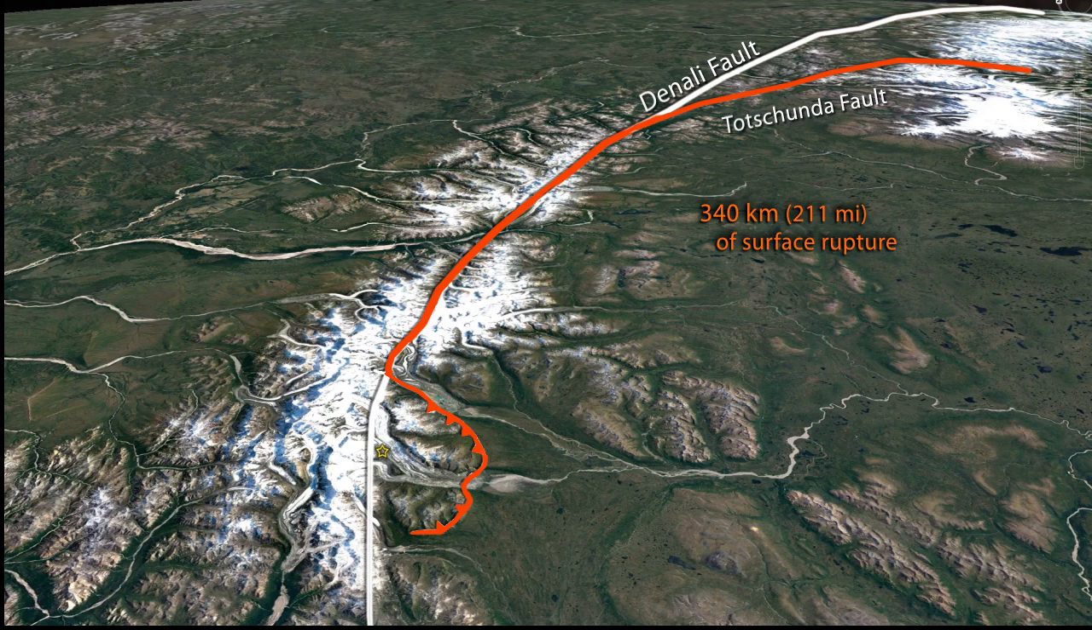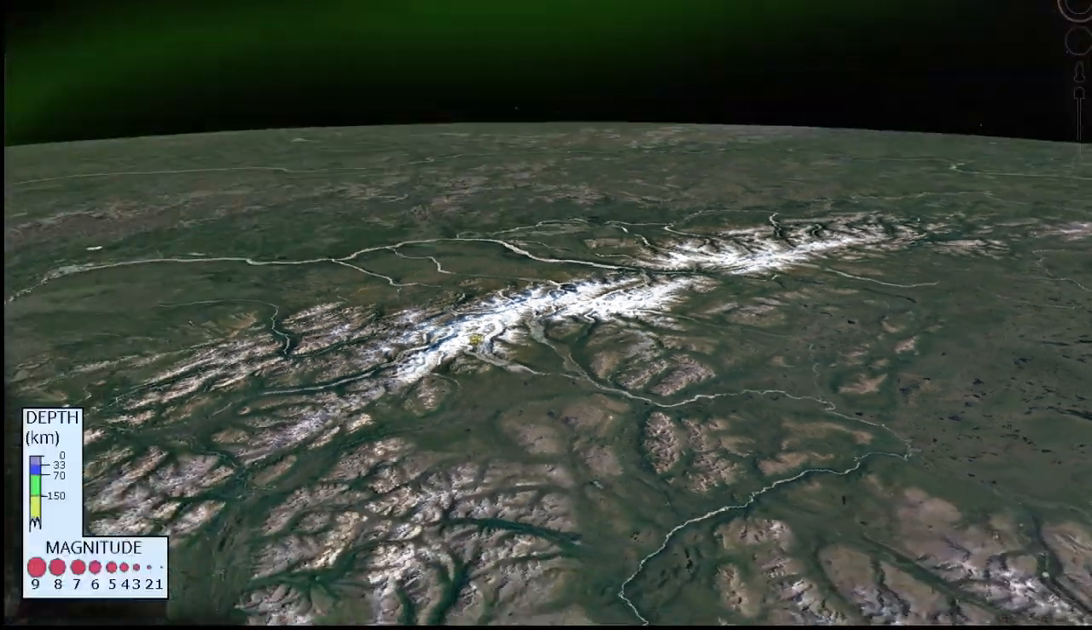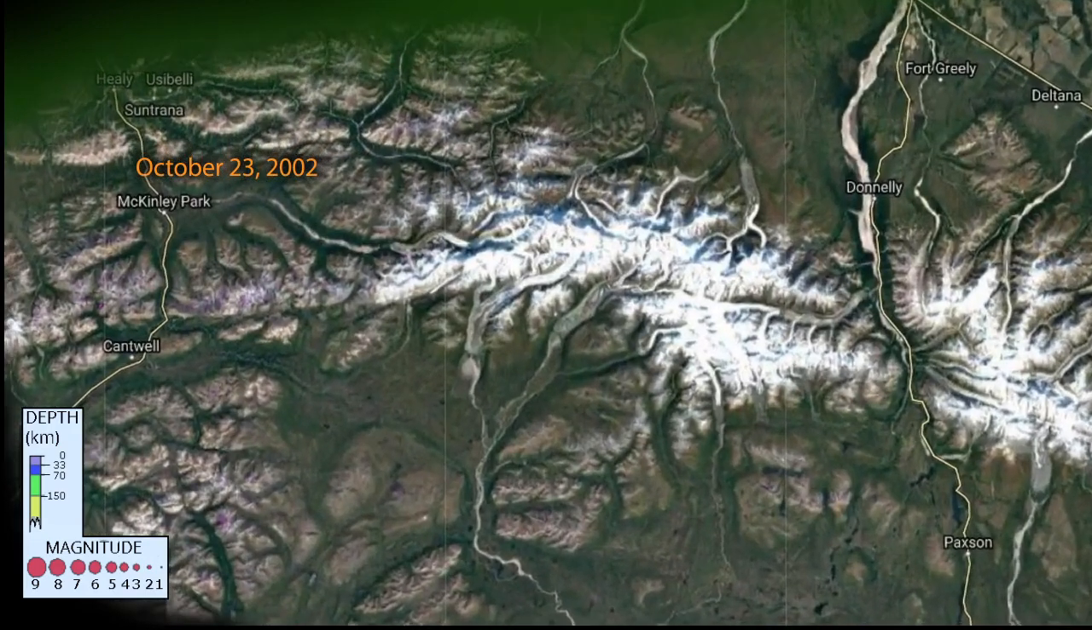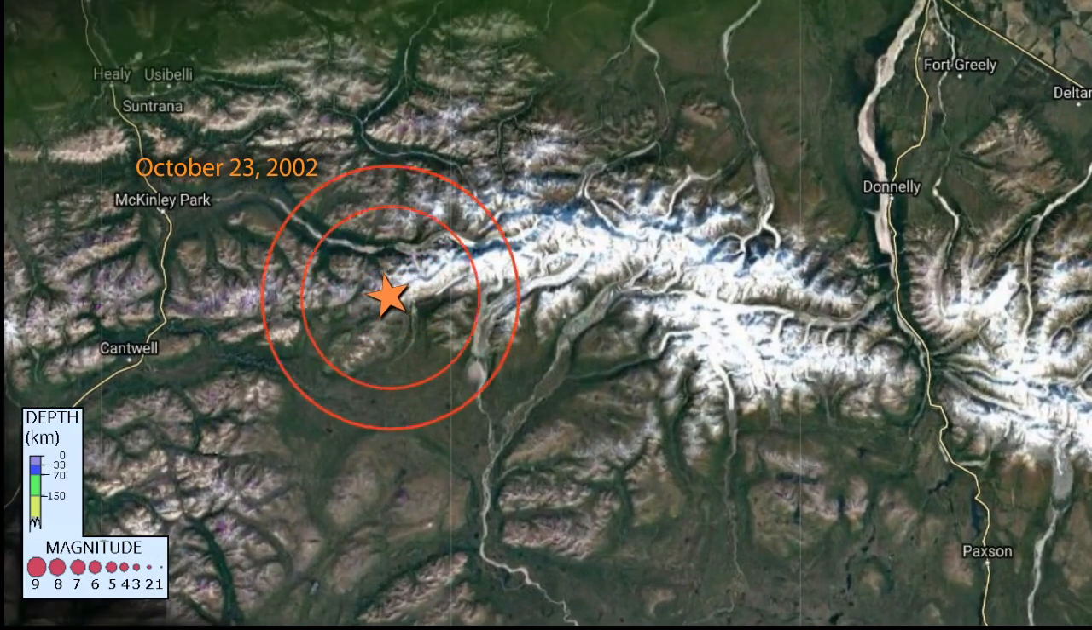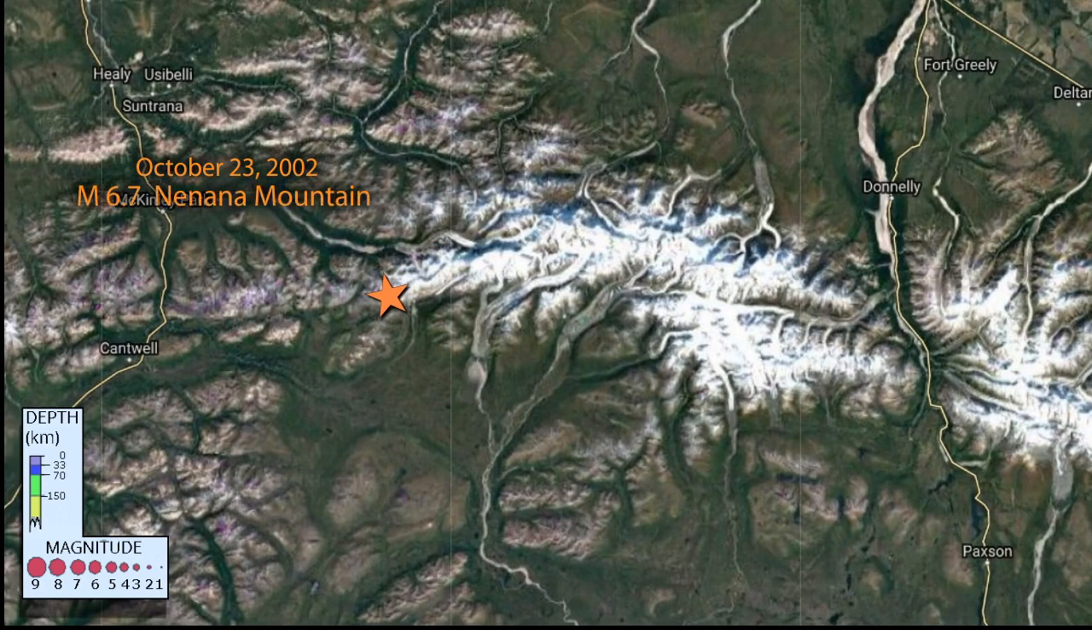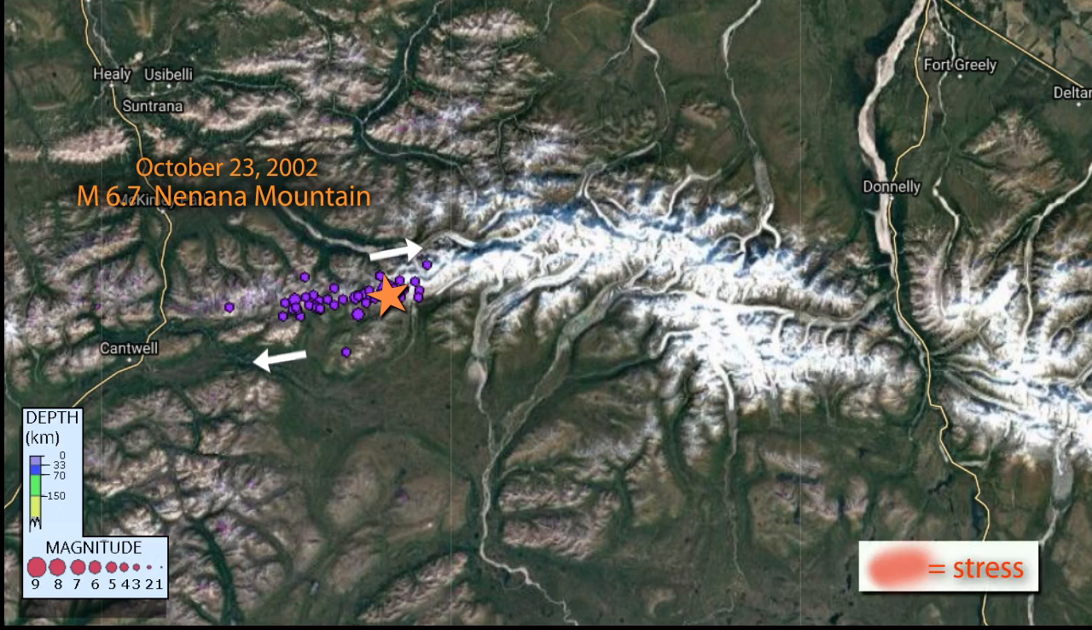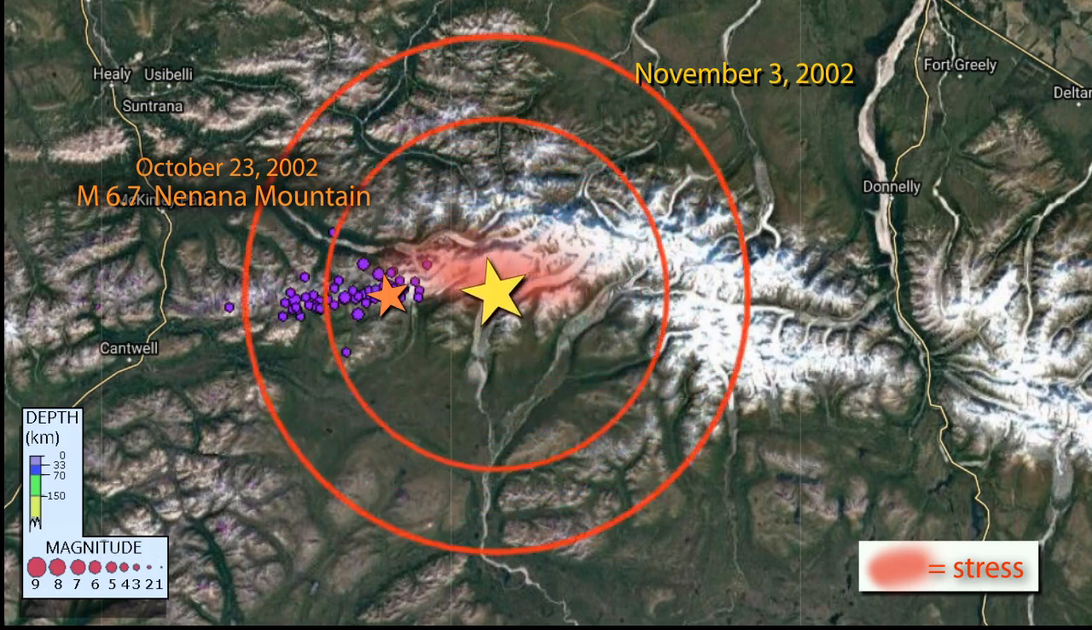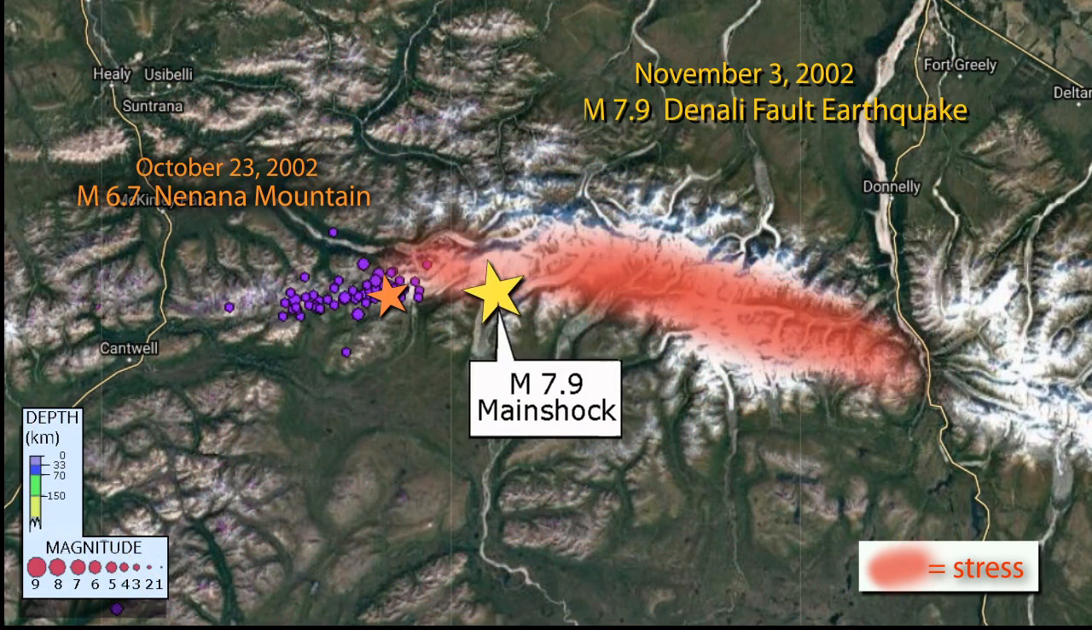Let's now examine the entire sequence of earthquakes that occurred along the Denali Fault from late 2002 into 2003. The sequence started on October 23rd with the magnitude 6.7 Nenana Mountain earthquake that was followed by aftershocks spread over a 45-kilometer-long segment of the Denali Fault. The resulting fault displacement decreased shear stress on that part of the fault, but increased stress on the adjacent segment to the east.